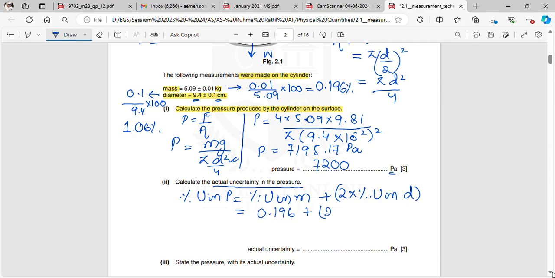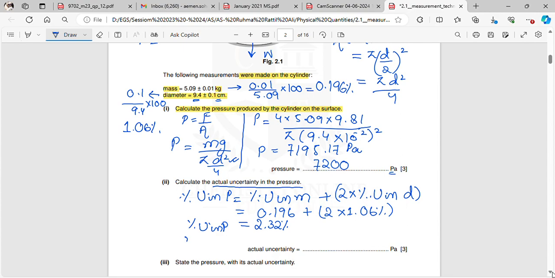That is 0.196 plus 2 times 1.06%, so I'll get 2.32%. This is the percentage uncertainty in P.